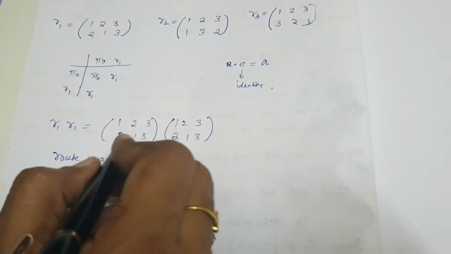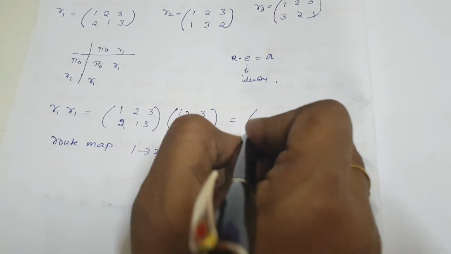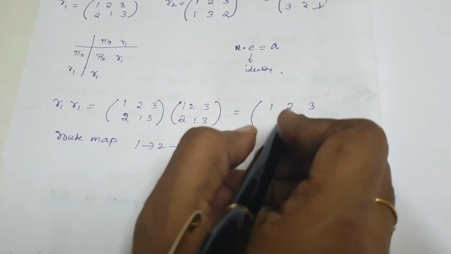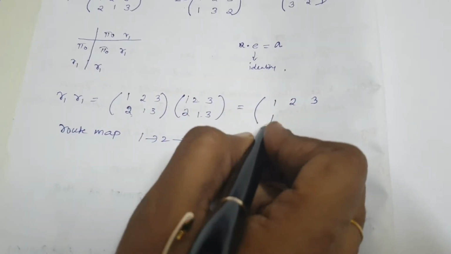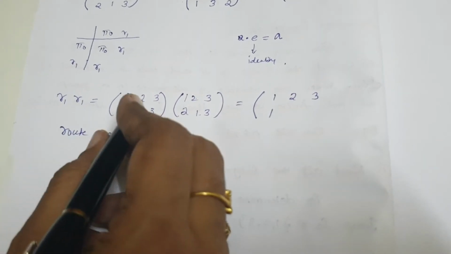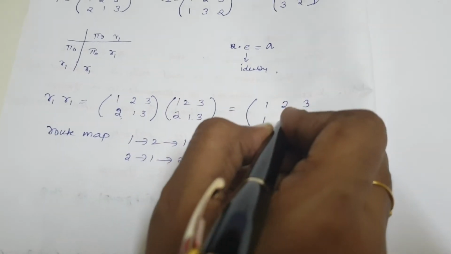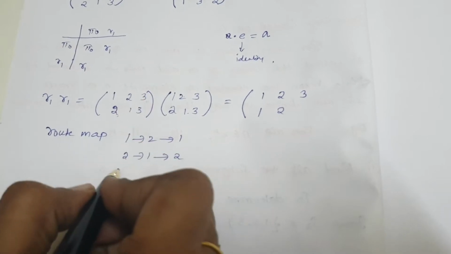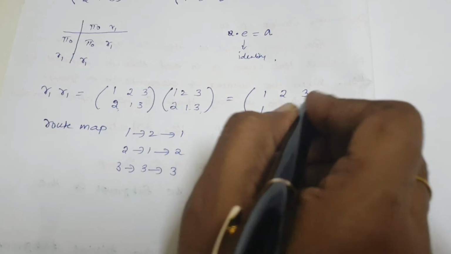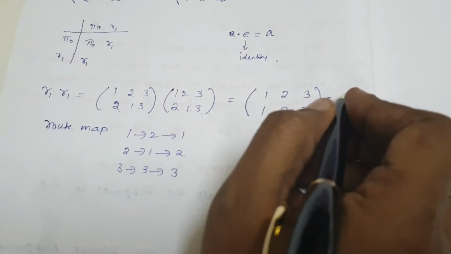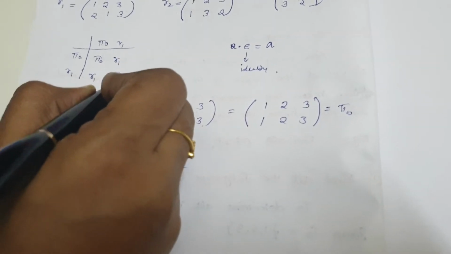1 to 2, in second one 2 to 1. So the result is 1, 2, 3. First row is fixed, 1, 2, 3, same only. Second row 1 to 2, 2 to 1. So first element is 1. Second one 2 to 1 and 1 to 2, so second is 2. Third one 3 to 3. Here also 3 to 3. So your answer is 1 to 3, which is nothing but pi naught. So here you fix pi naught.